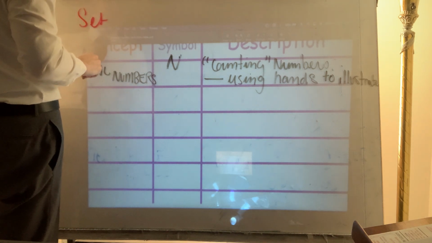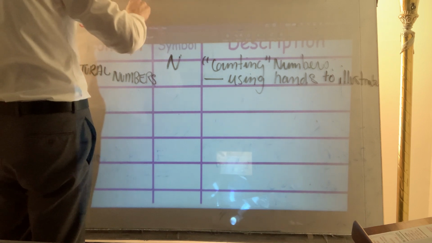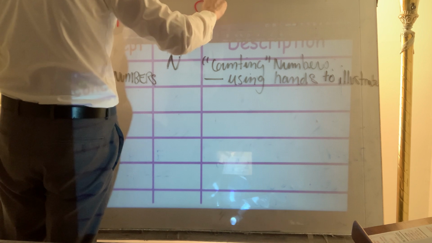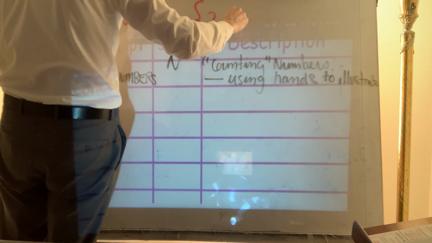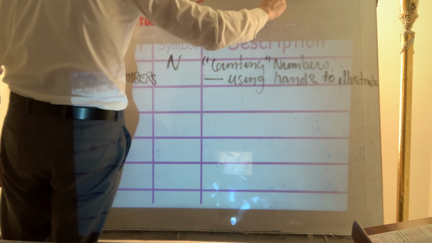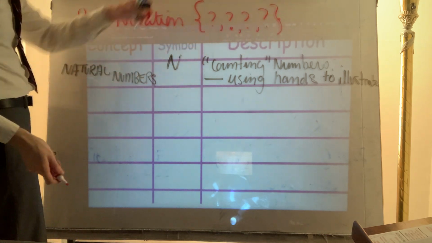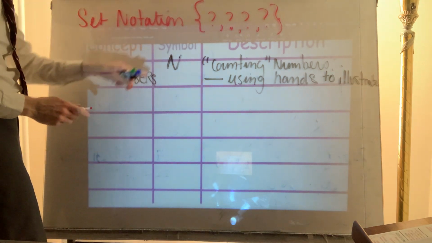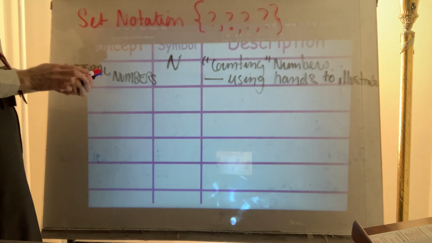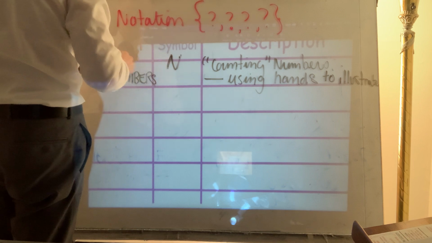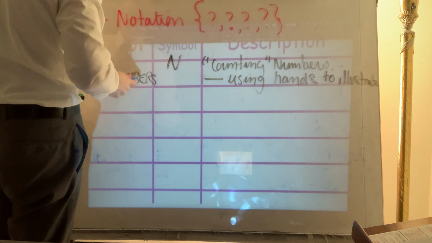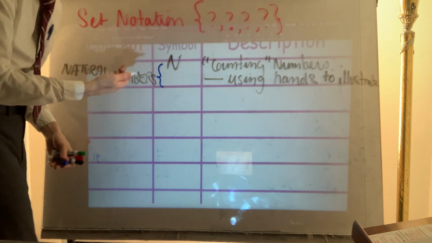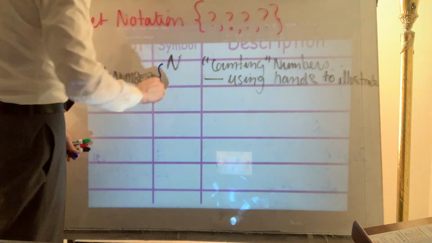This is going to come back to haunt us later. Set notation is when you see something in fancy braces, listed like so. I'm putting question marks because those are the contents, otherwise known as the elements of the set. So in the case of the natural numbers, what you might see is fancy braces, and then the beginning of natural numbers is the number 1.